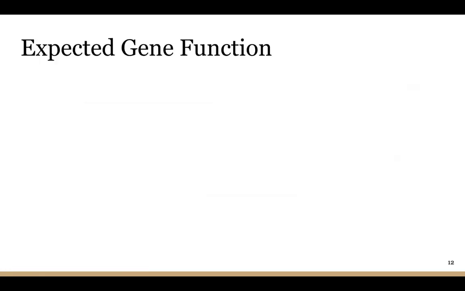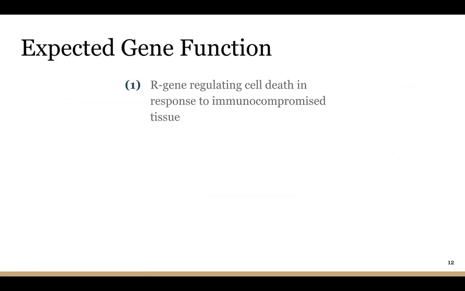Bringing all the information together, we hypothesized that the BRADY1 G67840 was an R gene within Brachy that is responsible for regulating cell death in response to immunocompromised tissue. The hypersensitive response is a feature found in plants that occurs when exposed to a pathogen. The cells surrounding the infected tissue are triggered to die in order to contain the spread of infection.